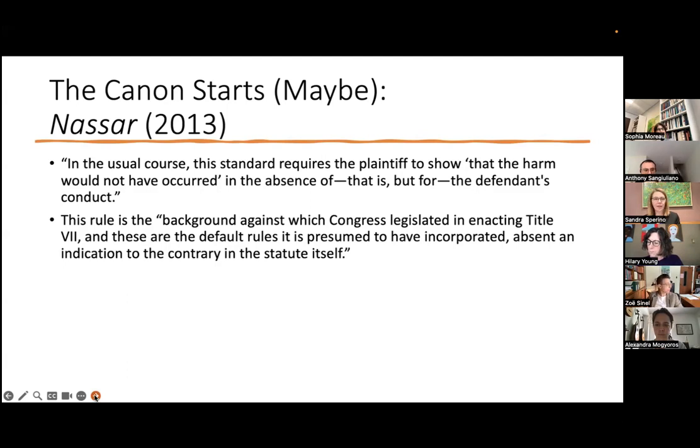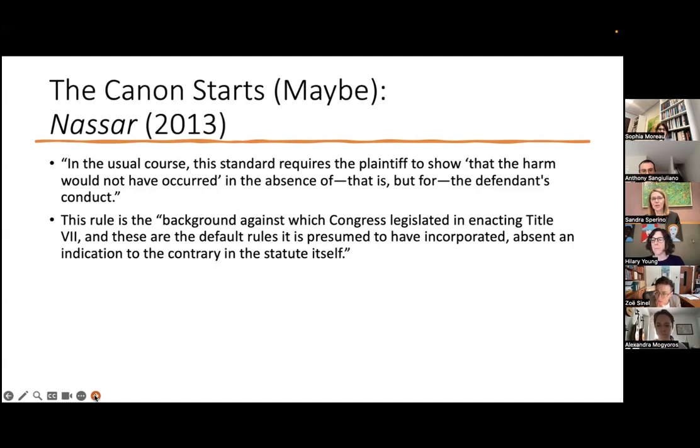And then we get what I think is actually now the canon. The rule is that there's a background against which Congress legislates, and the background rule is the plaintiff must establish but for cause. And then notice this is where we get the statutory interpretation canon. The court is now going to presume that unless Congress tells it something different, that this is the default rule.